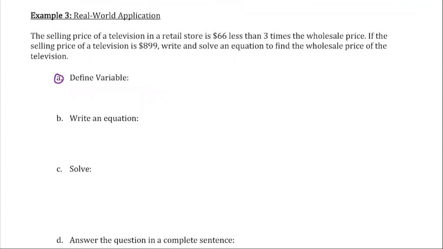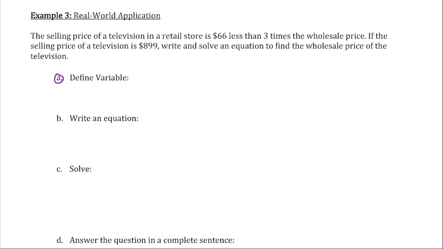Well, if I look through my directions, let's read this problem. It says the selling price of a television in a retail store is $66 less than 3 times the wholesale price. If the selling price of the television is $899, write and solve an equation to find the wholesale price of the television. So when we're defining our variable, I want to look in here for a clue as to what we're trying to find. And you will usually find that in the sentence that's asking you the question. In this particular example, it's the second sentence.